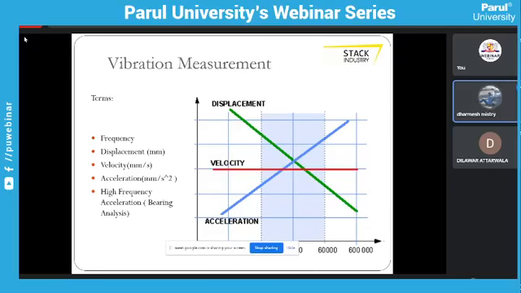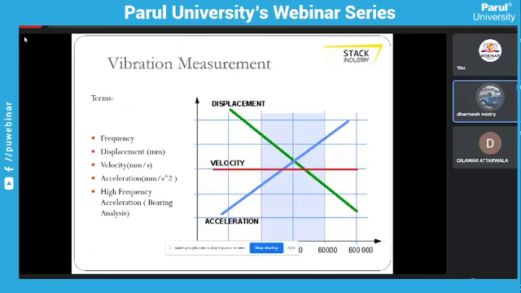At that time, in a high speed machine, the vibration is mostly measured in acceleration. The unit of displacement is mm, millimeter. The velocity is measured in mm per second, and the high speed acceleration is measured in mm per second square. These are the basic units in which vibration is measured according to the frequency.